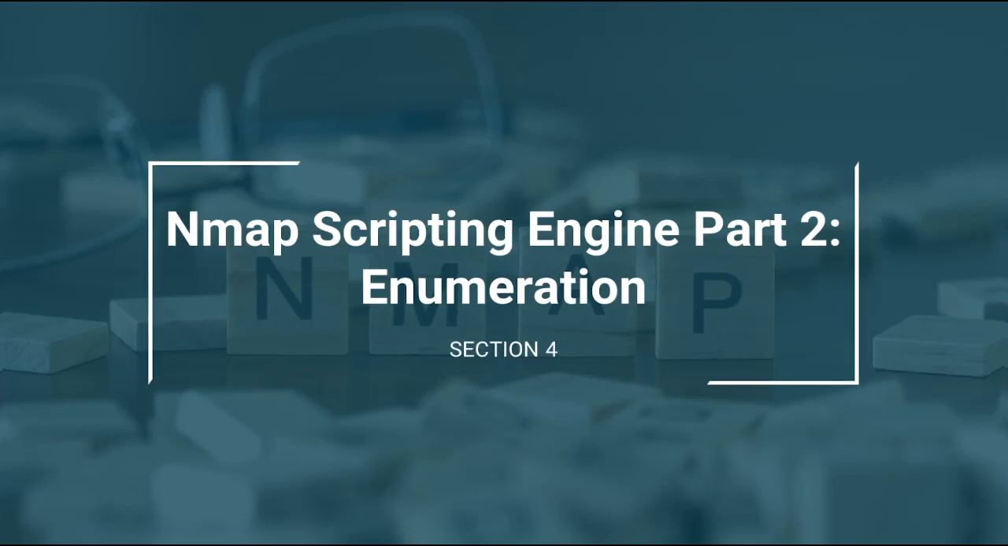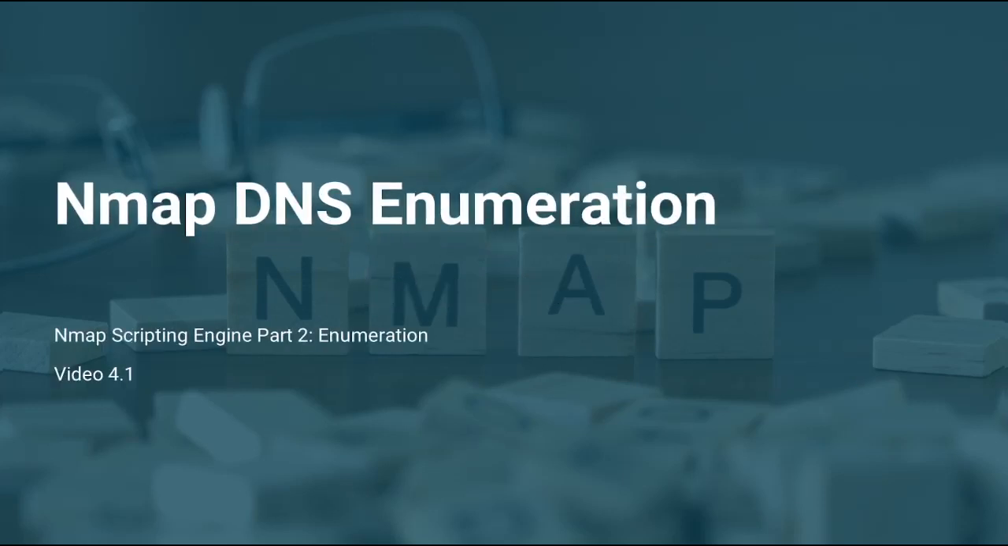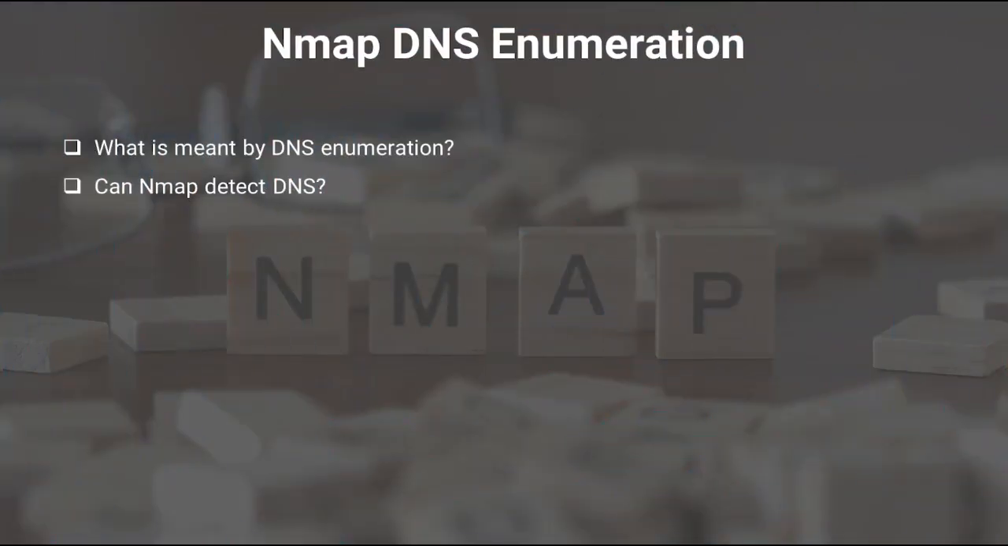Hello everyone, welcome to Nmap Scripting Engine Part 2, Enumeration, Section 4. In the first video of Section 4, we're going to talk about Nmap DNS enumeration. Let's see what DNS enumeration is exactly and what we're talking about here. It enumerates DNS names using the DNSSEC NSEC-walking technique. Output is arranged by domain, and within the domain, subzones are shown with increased indentation.